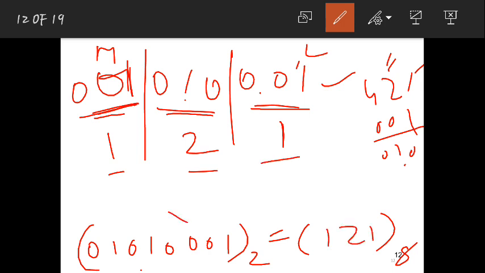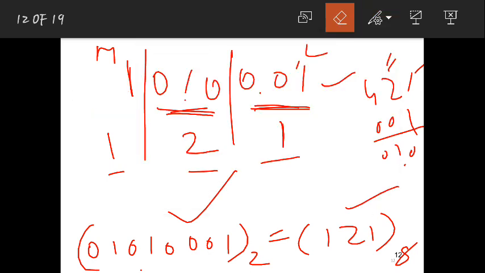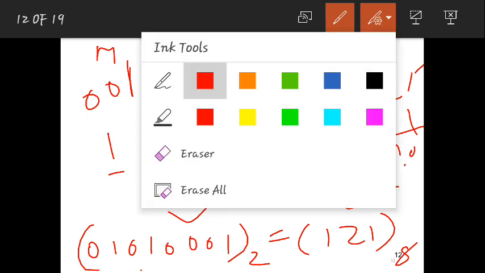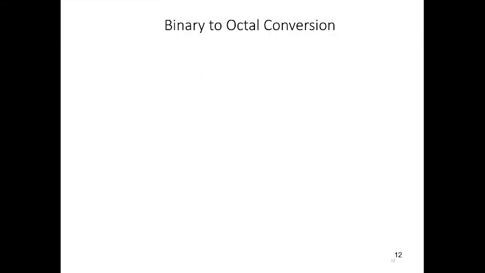So I just converted this binary to octal by taking 3 bits at a time. I considered 3 bits from my LSB. You should start taking 3 bits each from the LSB, and once you come to the MSB, if you have sufficient 3 bits, well and good. Otherwise, however many digits you are short, you just need to add that many zeros. If you have 1 digit, add 2 zeros. If you have 2 digits, add 1 zero. So this is the procedure. We'll see what example he has given.